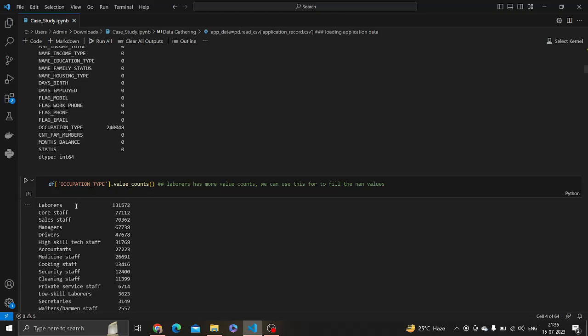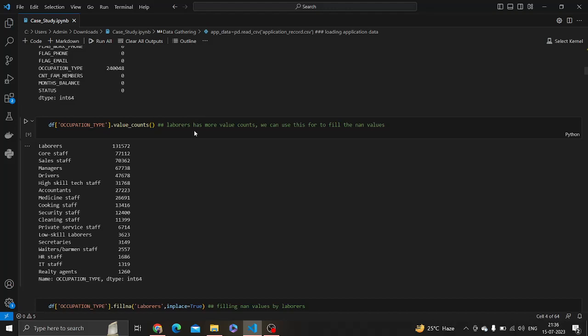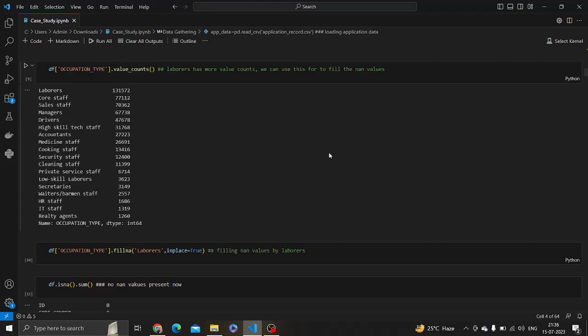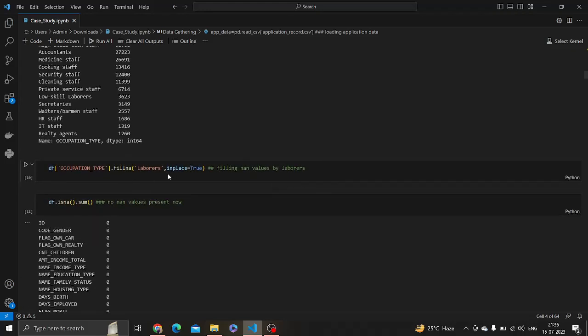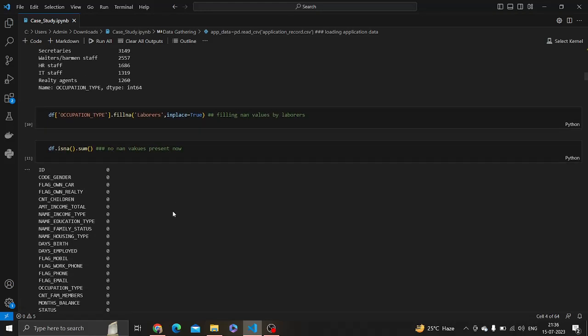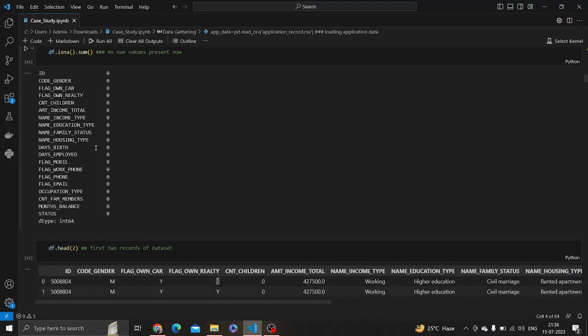So I'm going to check it. In that, laborers have a record of 1,31,572, and the rest of the others are less. So I'm going to replace those 2,40,000 records with laborer. I'm showing here that laborer has the highest count, and we can use this to fill the NaN values. I filled the NaN values with laborers and then checked the null values again. There is no null value. Now we have the data in good form.